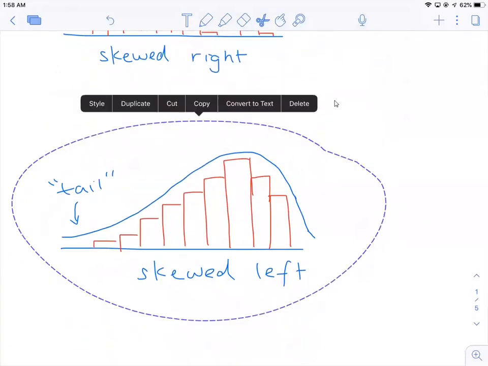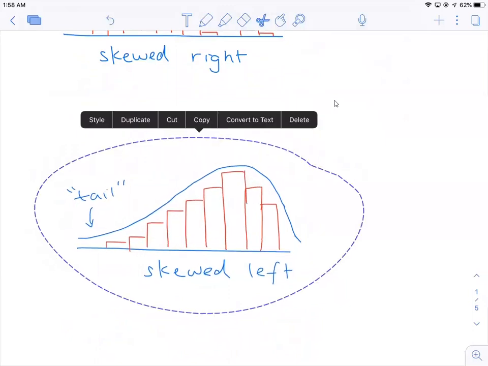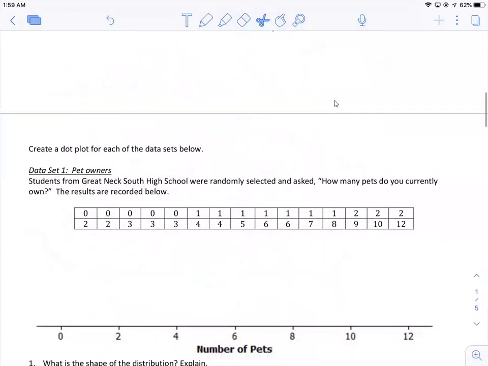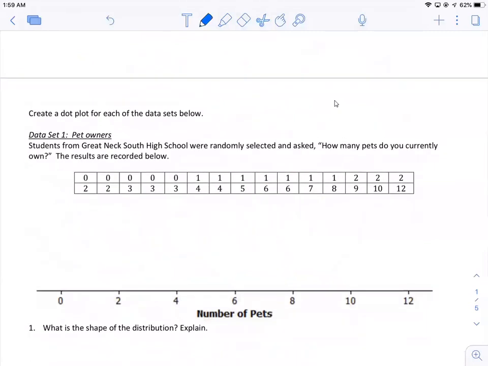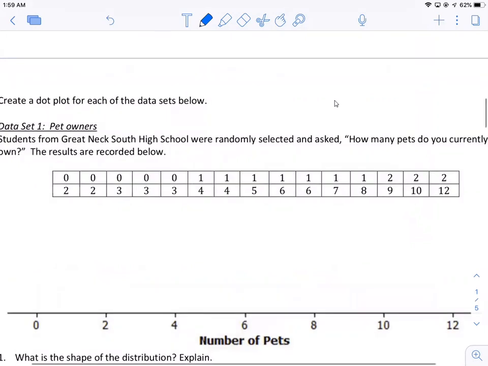All right, so let's do some dot plot examples, and let's have this new vocab in mind, and we can name our distributions. Okay, so the first one is pet owners. Students from Great Neck South High School were randomly selected and asked, how many pets do you currently own? And the results are recorded below.